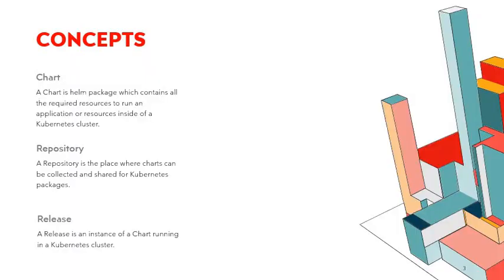So basically the concept of Helm chart is that it has three parts: chart, repository and release. So charts are the collection of files. You can say that it is a Helm package which contains all the required resources to run an application or resource inside of a Kubernetes cluster.